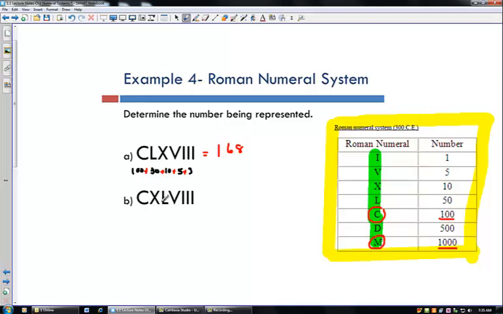Let's do it below here. Notice I'm using the same symbols, but I wrote them in a different order. The idea is that this is going to change the number, and it turns out that it will. This is a positional system.